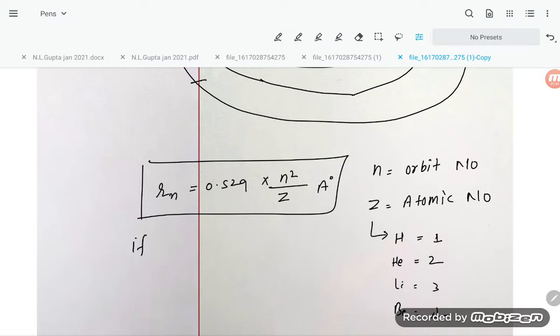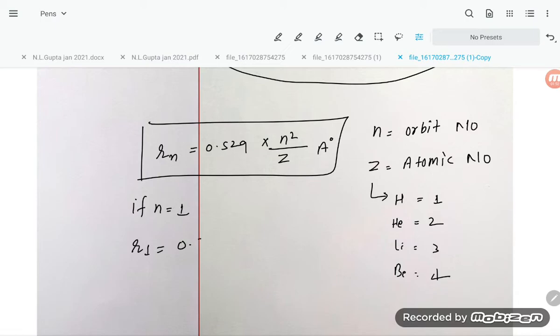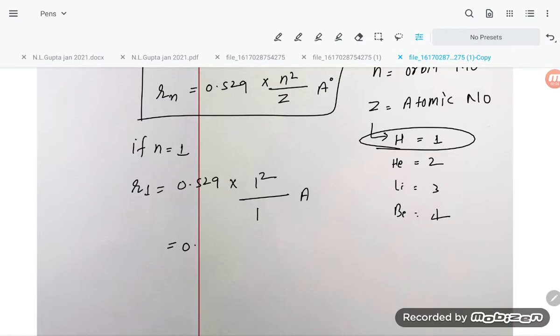Suppose n is equal to 1. Then R1 is equal to 0.529 × n², and the Z value for hydrogen is 1. This is in angstrom. So how much will come, student? 0.529 angstrom. This is the radius for orbit 1.